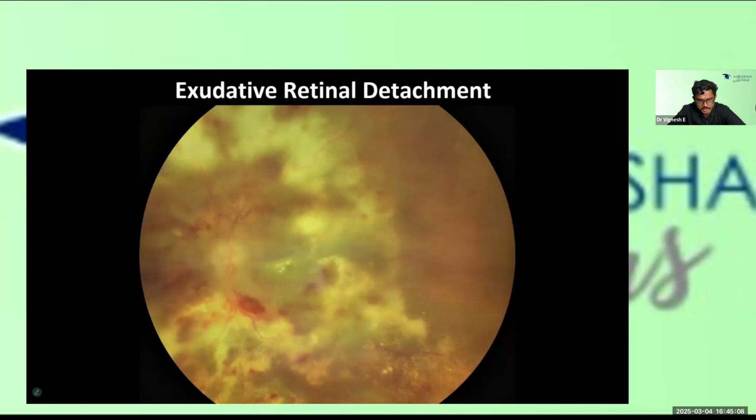So this is a representative image of an exudative retinal detachment. Usually, patients with exudative retinal detachment tend to have underlying conditions in the body, for example, uncontrolled hypertension. There can be many reasons. Basically, initially, what we have to do for exudative retinal detachment is find the cause, control it, and the detachment will settle by itself.